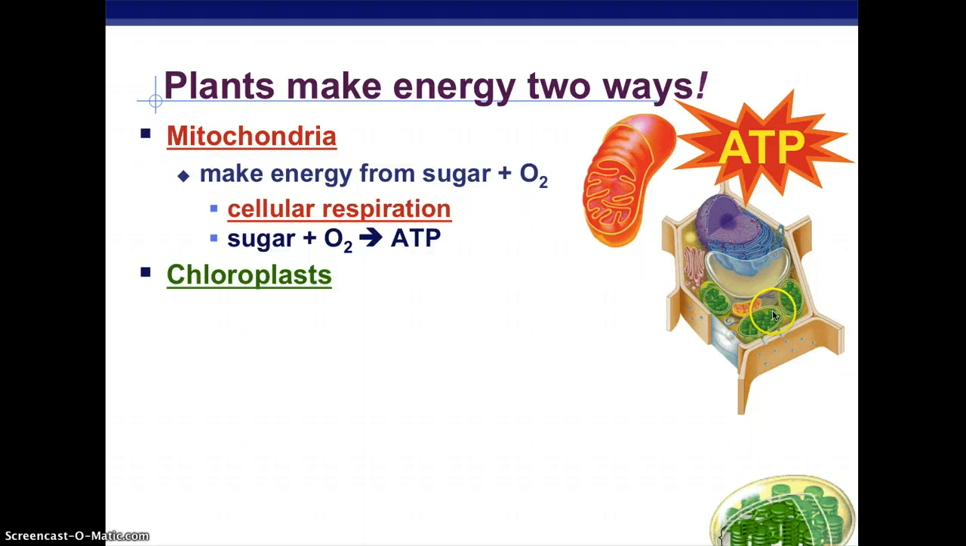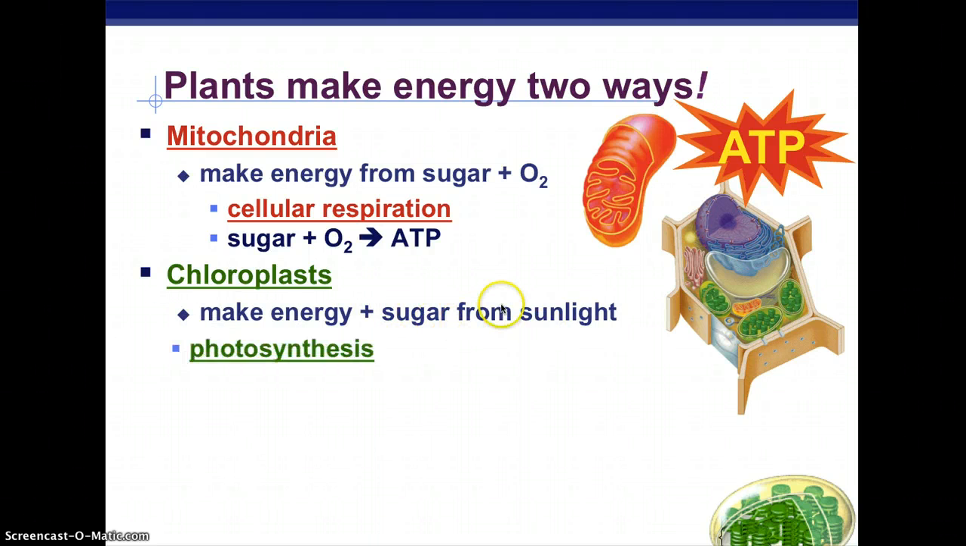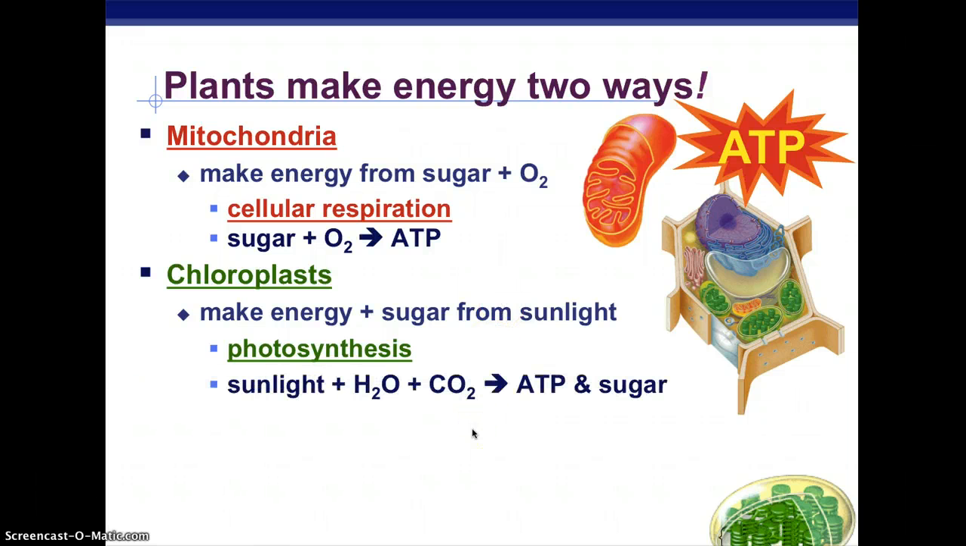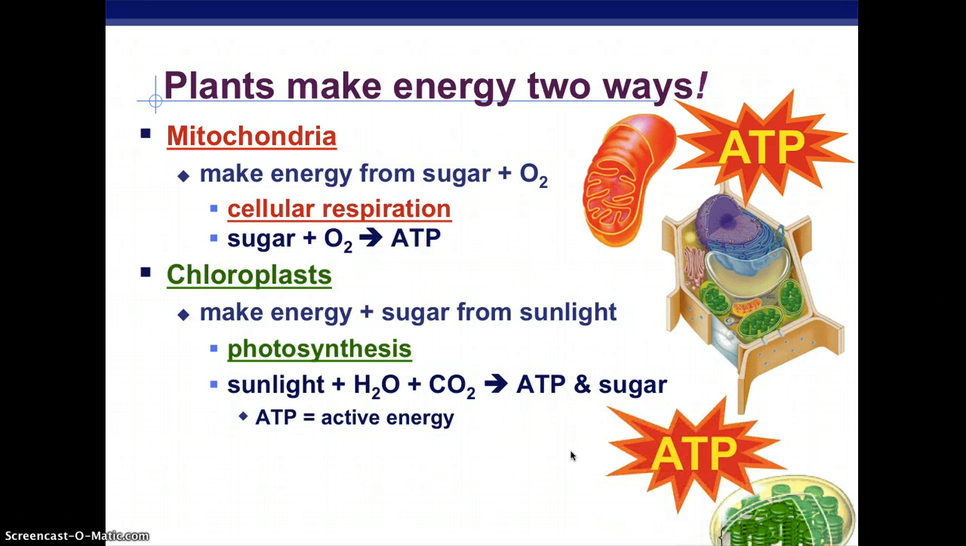So they have a second structure called a chloroplast that makes energy and sugar from sunlight. They do this in the process called photosynthesis, where they take sunlight, water, and carbon dioxide, and turn that into sugar, so energy stored in sugars, as well as active energy in the form of ATP.